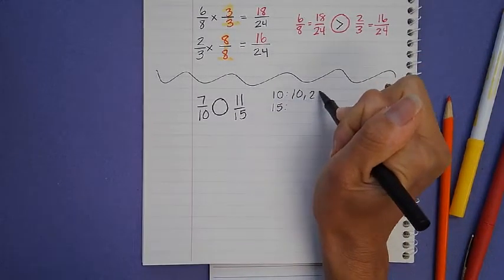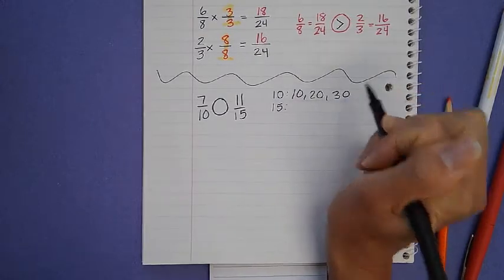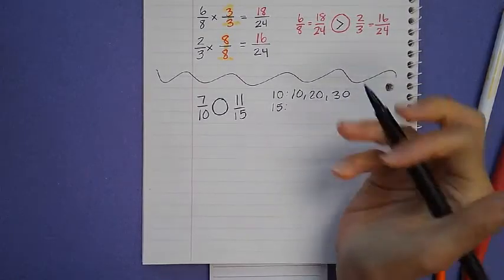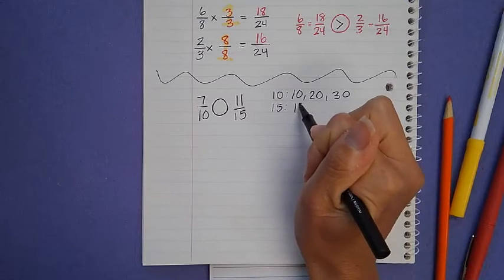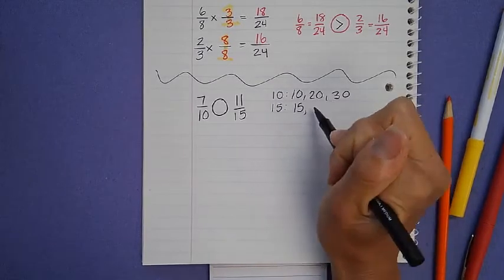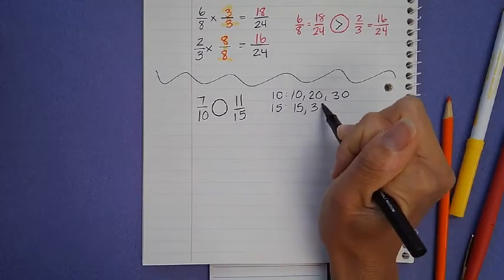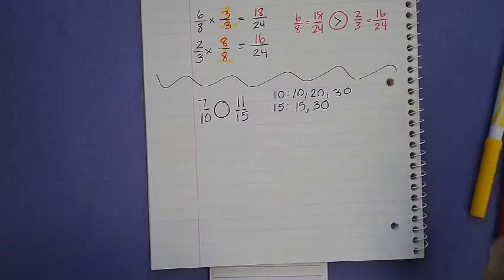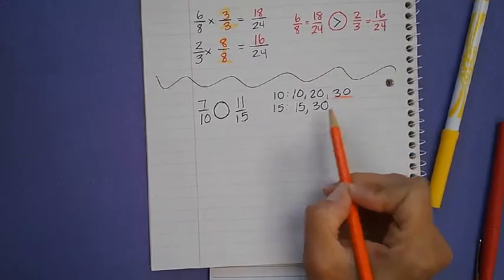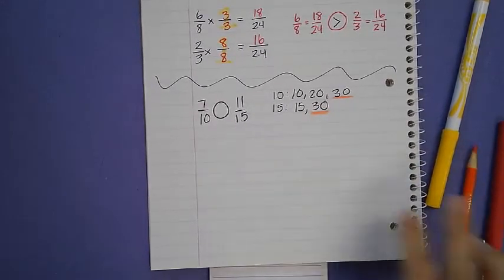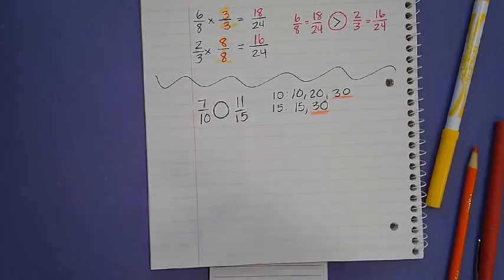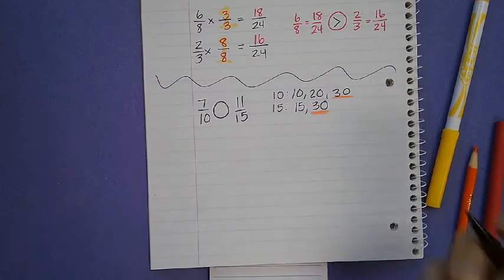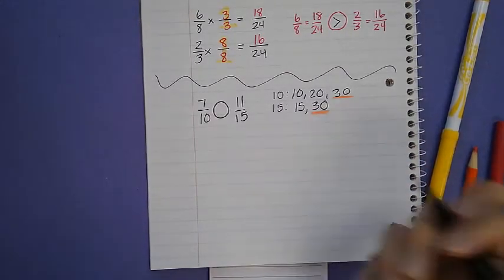10, 20, 30. Oh, and I can see already that that 30 might be super helpful because 15 times 1 is 15 and 15 times 2 is 30. So this shows me that the denominator that I can change it to is 30. If I multiply 10 and 15 together, I get 150, and that's a lot. So I don't even need to use a denominator that big.